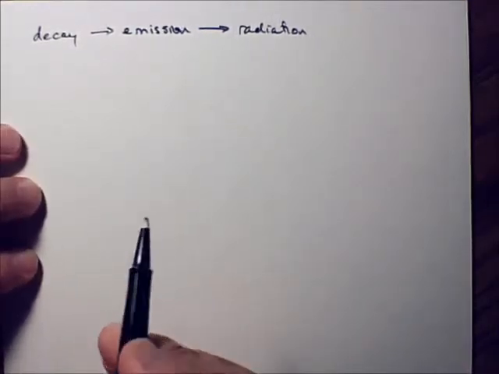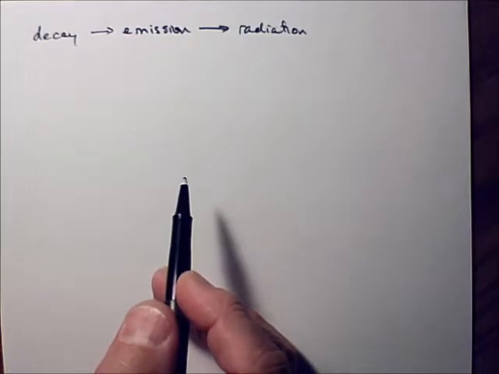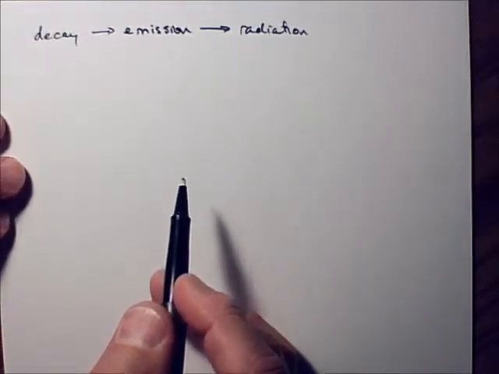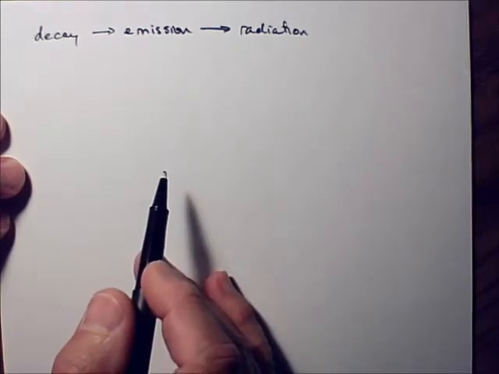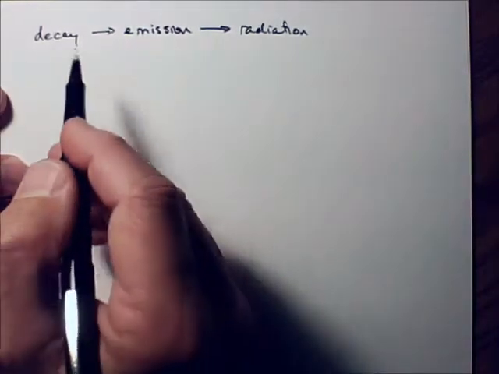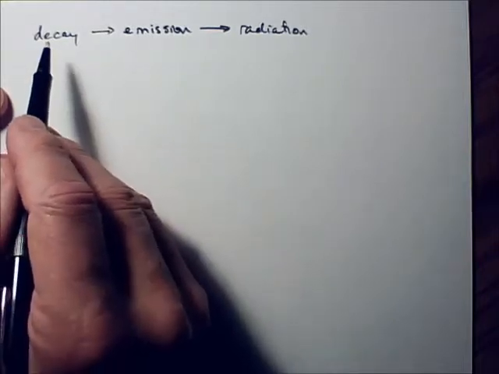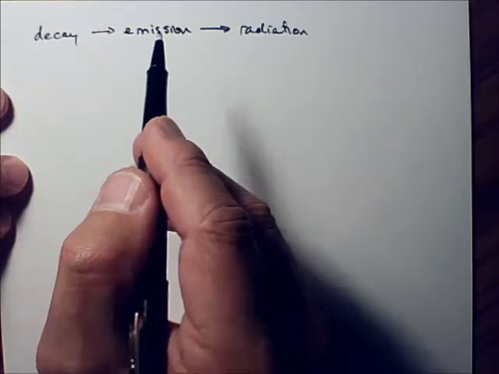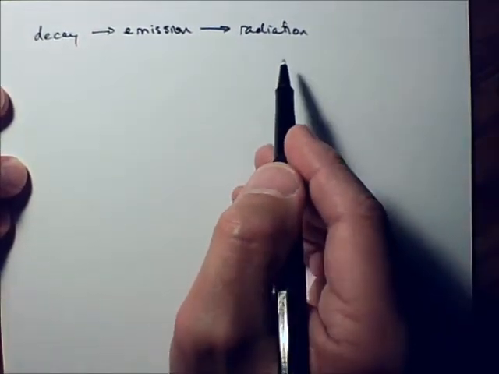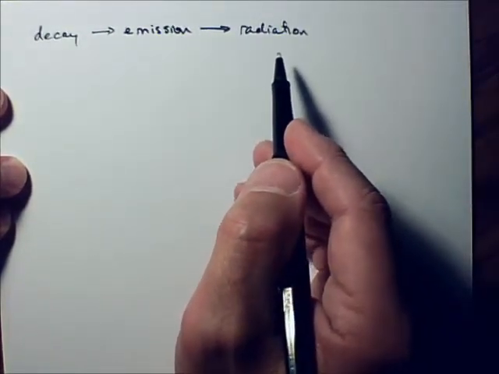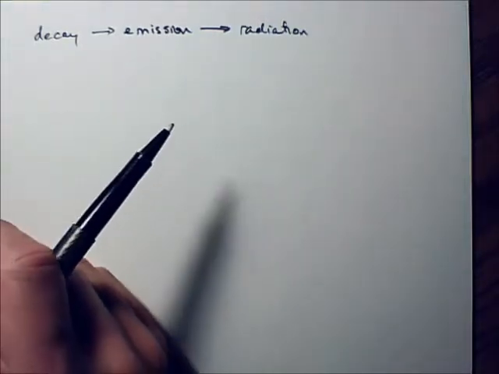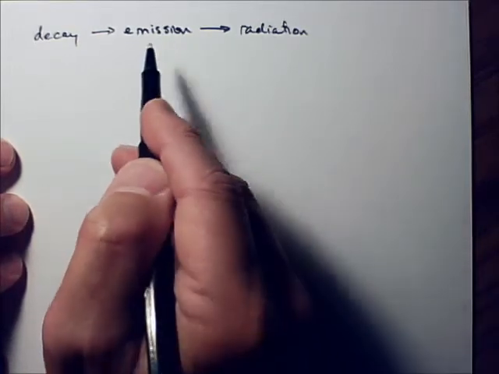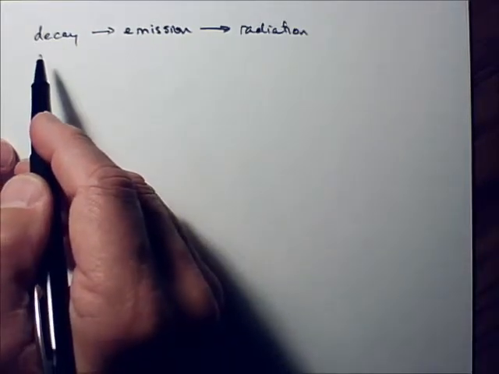Now, every element has different isotopes. There's no element that doesn't have different isotopes, okay? Some of those isotopes are radioactive, meaning they're unstable. They're breaking apart. They're decaying. If they're going through decay, they're emitting particles or energy. If they're emitting particles or energy, we get radiation from them. So, all elements have some isotopes that are radioactive, that emit particles, that are going through decay.